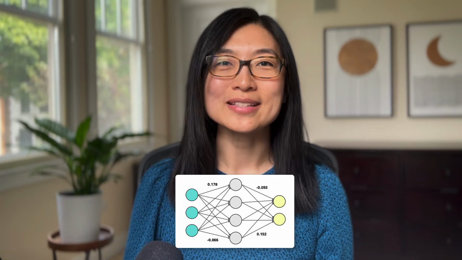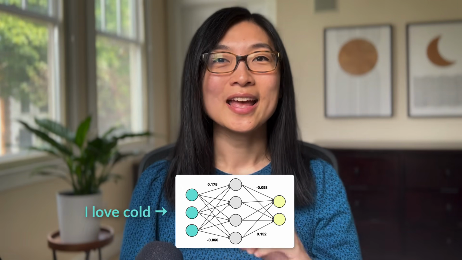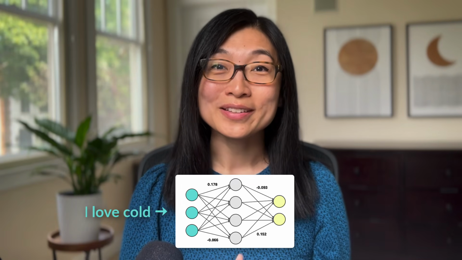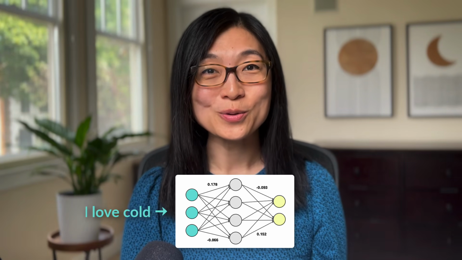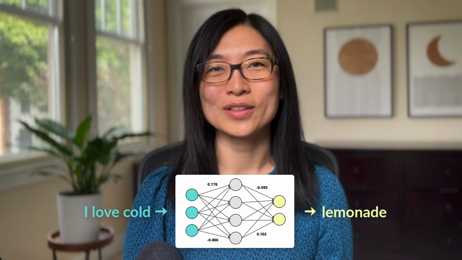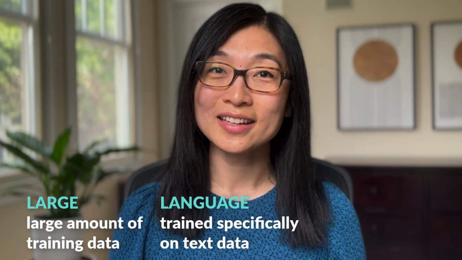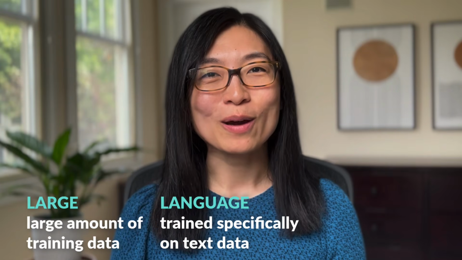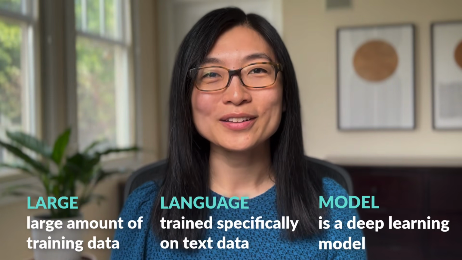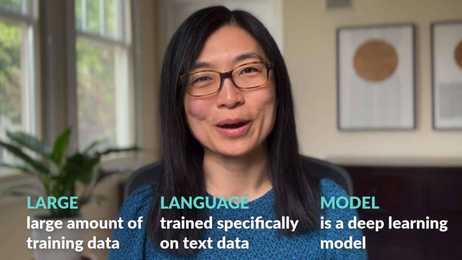All they have to do is enter in an input, such as a sentence, then it's passed through all the model's calculations. Remember, there were those weighted sums and activation functions at each node. And then a prediction is made at the very end, such as the next word that should come in the sentence. So to summarize, large stands for the large amount of data that a model is trained on. Language tells us it's trained on text data, because technically these models can be used for other types of data, like images or audio. And then finally, model tells us it's a deep learning model.